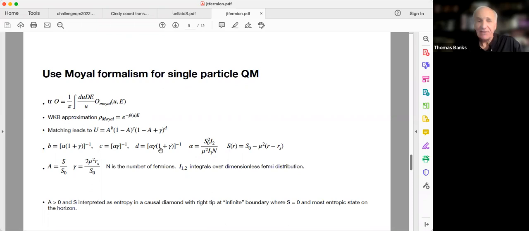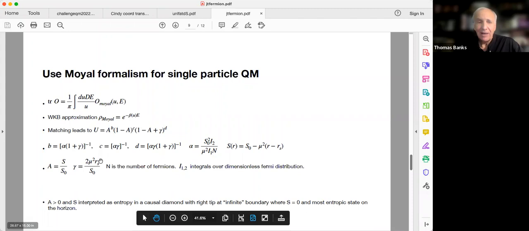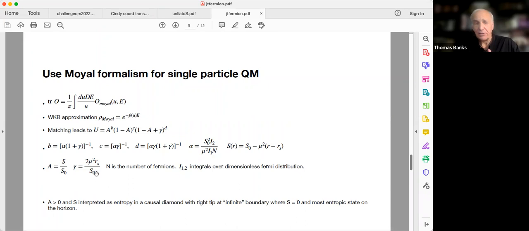Now, there are a bunch of identifications in this formula. These exponents A, B, C, and D are functions of two parameters, alpha and gamma. Alpha is given by something that scales like the number of fermions: the fermion entropy squared, the maximal entropy squared, divided by the number of fermions. There are two numerical constants, I1 and I2, that come out as integrals over the Fermi distribution once you've extracted all the dimensionful parameters from it. The parameter mu squared appears in alpha as well. And gamma is given in terms of the parameters of the classical solution of JT gravity.